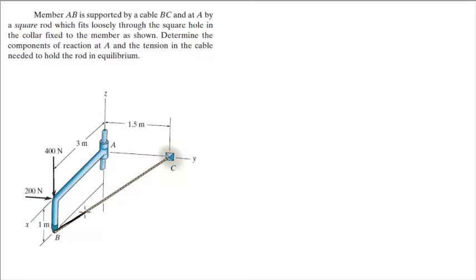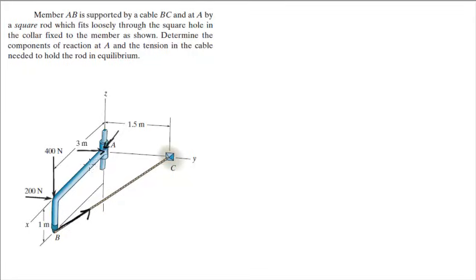So basically, you know that you have a tension obviously going that way, and you have reactions at A. Now at A we can slide up and down, so it's not going to have a reaction that way. It's only going to have reactions in the other two axes that are not the Z, in other words the X and the Y axis. So we're going to have a reaction going that way and a reaction going that way.